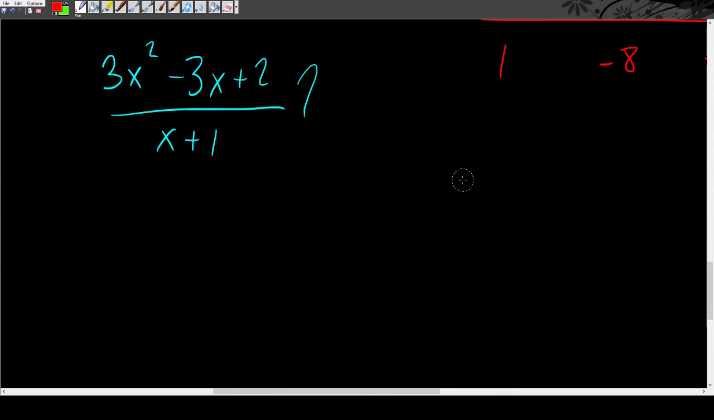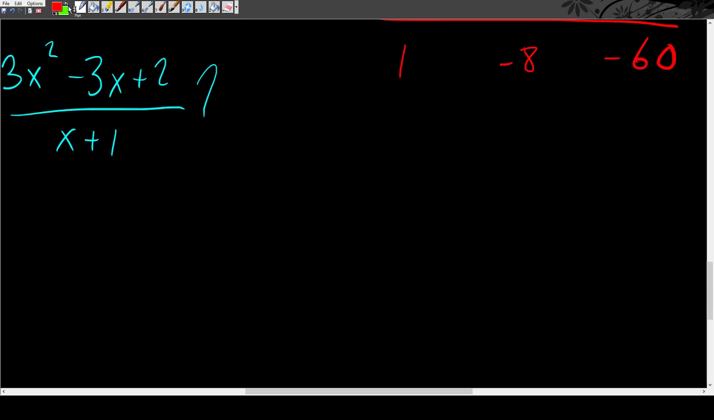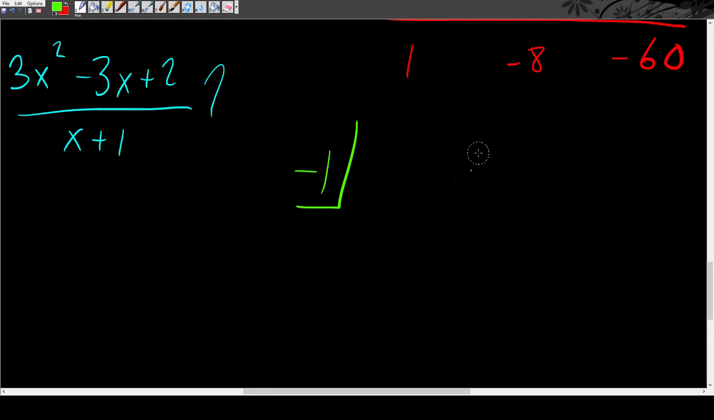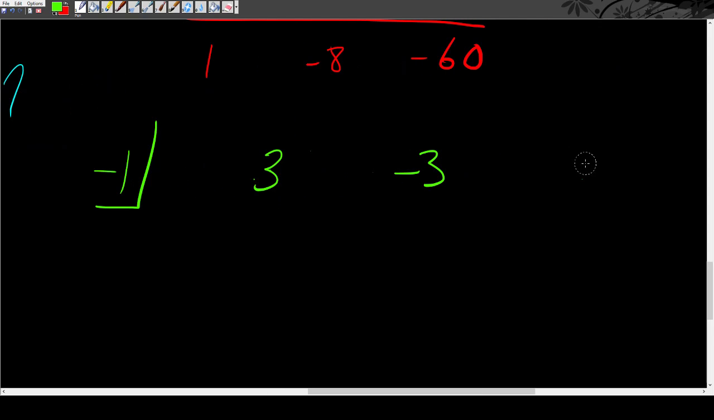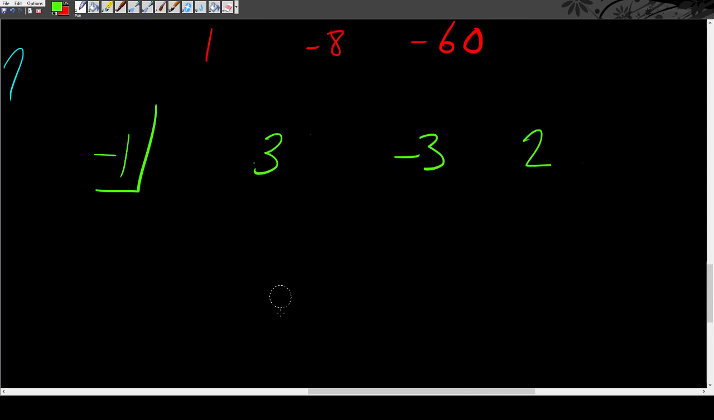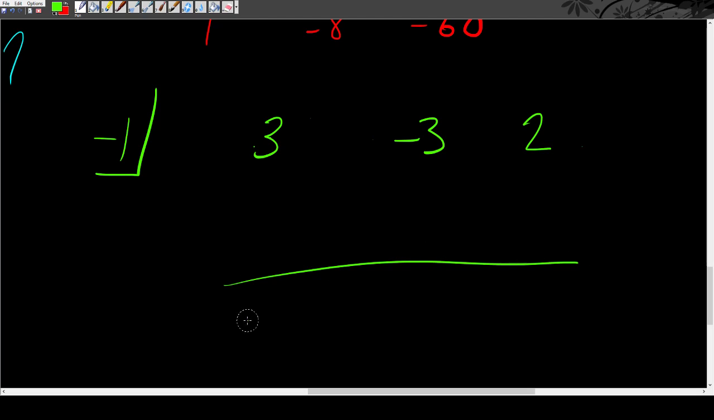Moving on to the next one. Box negative 1, because x plus 1 equals 0 is negative 1. And then 3, negative 3, and then 2. Go down, bar, 3 times negative 1 is negative 3, add these two, negative 6 times negative 1 is 6, add these two, 8.